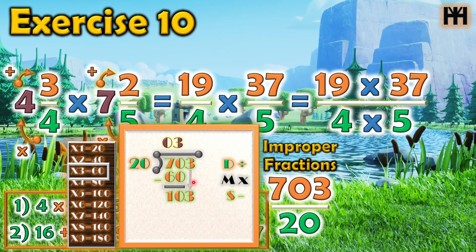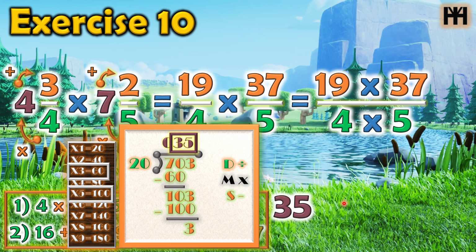Take the 3 down, then repeat the cycle. Divide, multiply, subtract, and repeat. So how many 20s are in 103? In fact, there is place for 5 20s, so write 5 here. Then multiply them. 20 times 5 is 100. Then subtract them, so you will get 3. So 35 here will be our whole number, and 20 here will be our denominator, and 3 here will be our numerator.